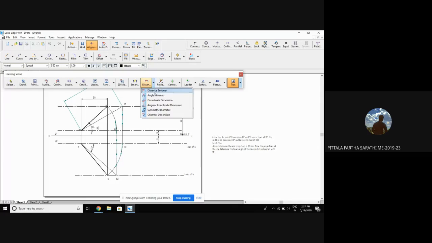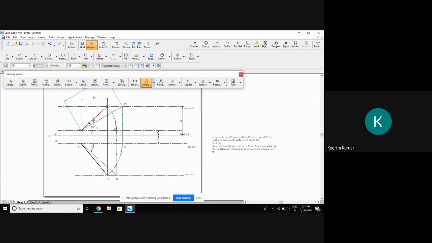And what is this inclination called? This is called apparent inclination in VP. That is called, in solids we are doing, alpha. Similarly, the apparent inclination in HP is called beta. True inclination in HP is called phi.